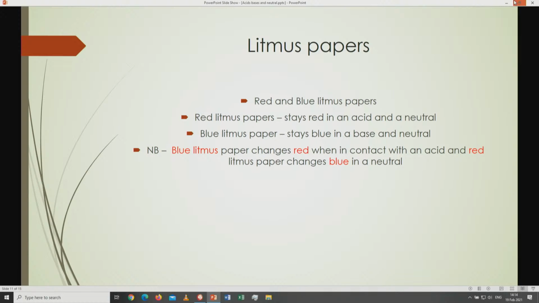Let me repeat what I'm saying. We got two types of litmus papers. The first one is a red litmus paper, and the second one is a blue litmus paper. Good.